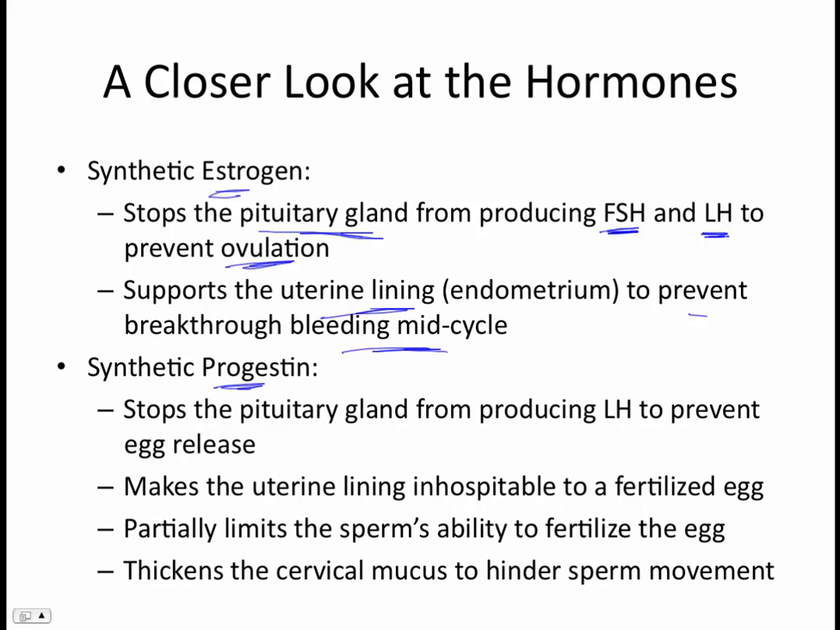Progesterone is going to stop the pituitary gland from producing luteinizing hormone to prevent that egg from being released. Also, it's going to make that lining inhospitable to a fertilized egg. Remember I told you estrogen builds up that wall, that endometrium. However, progesterone is going to help keep everything stationary in place. The synthetic form is not going to do that. It's not going to help hold everything in place, making this inner lining very unstable.